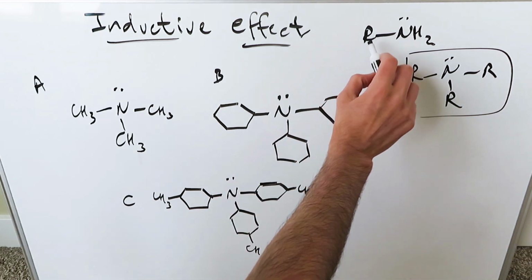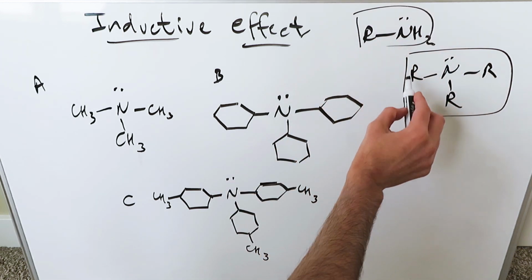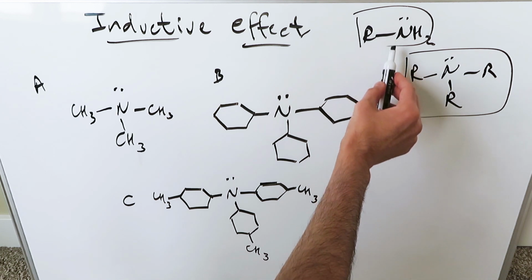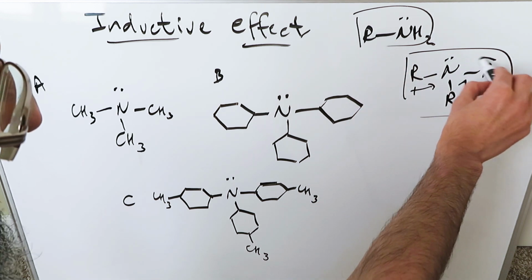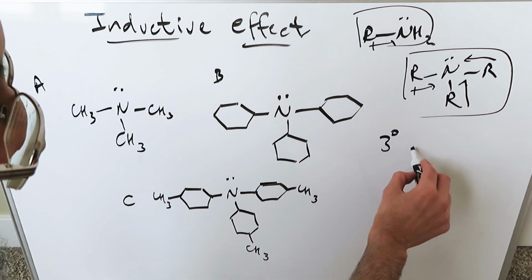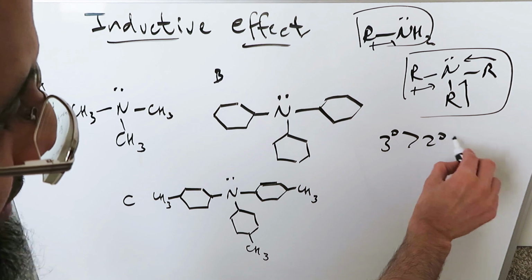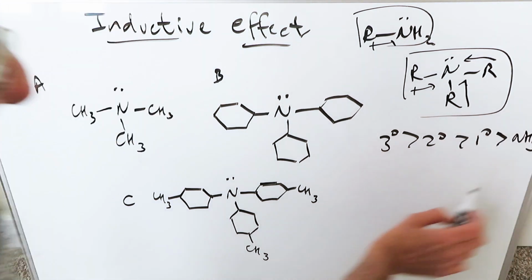If you were to compare an amine of this form and an amine of this, this right is a tertiary amine, this is a primary amine. The tertiary amine is a stronger base than a primary amine simply because you have more electron donating groups all the way around the nitrogen. Here you only have one. The tertiary amines are better, stronger bases than secondary amines, which are better than primary amines, which is better than just ammonia on its own, NH3.